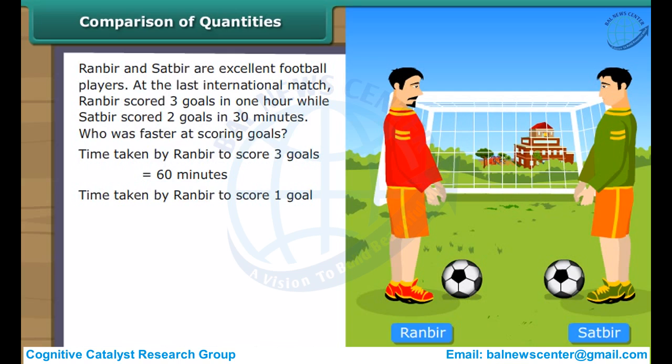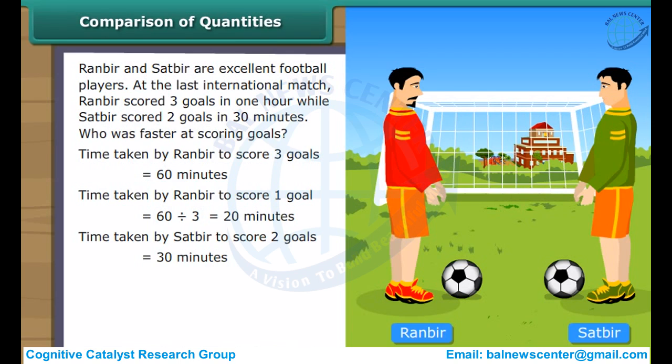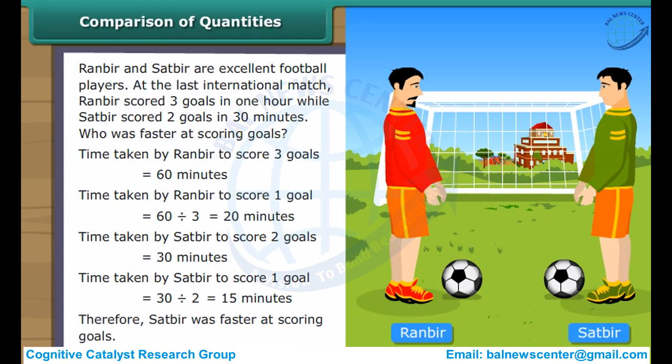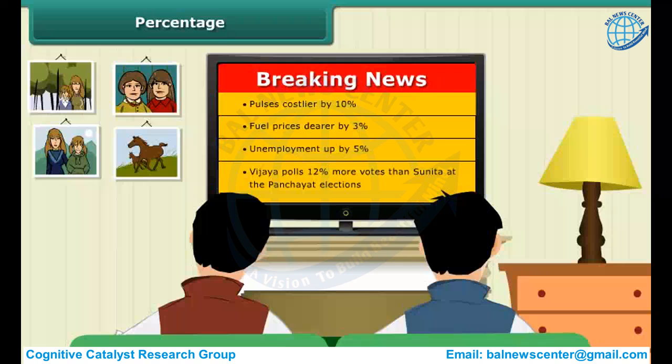Time taken by Ranbir to score 1 goal is equal to 60 divided by 3, which equals 20 minutes. Time taken by Satbir to score 2 goals is equal to 30 minutes. Time taken by Satbir to score 1 goal is equal to 30 upon 2, which equals 15 minutes. Therefore, Satbir was fast at scoring goals.